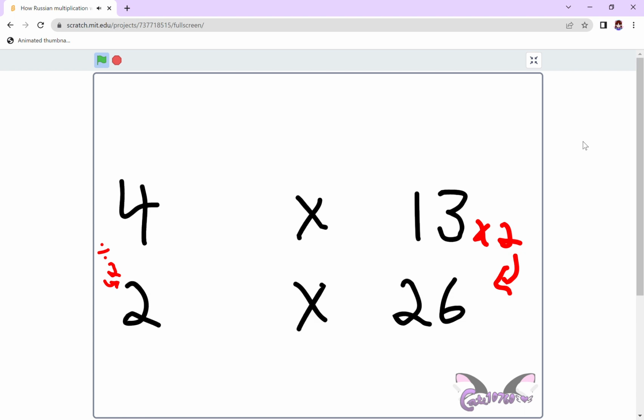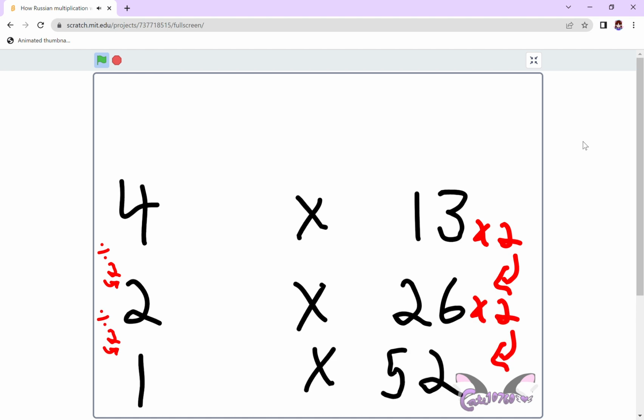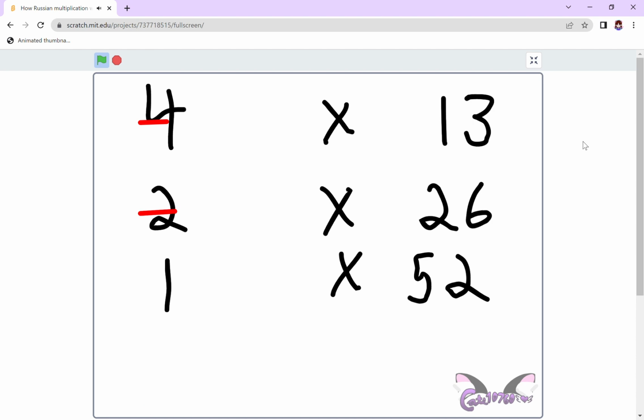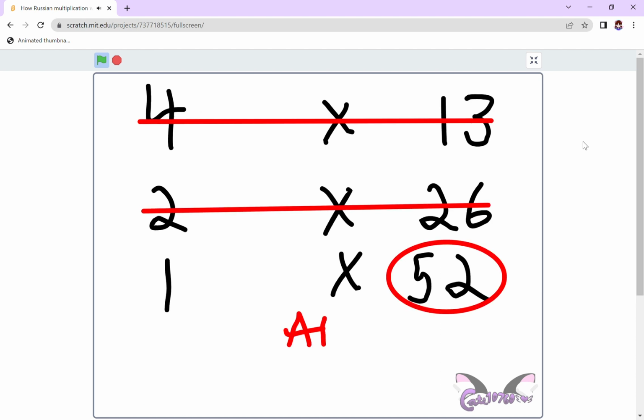This gives us 2 and 26. Then we divide the 2 by 2 and times the 26 by 2. This gives us 1 and 52. Now, according to Russian multiplication, we're supposed to stop whenever the left-hand side, or LHS, reaches 1. Then we cross out all the even numbers on the left-hand side. This gives us an answer of 52.